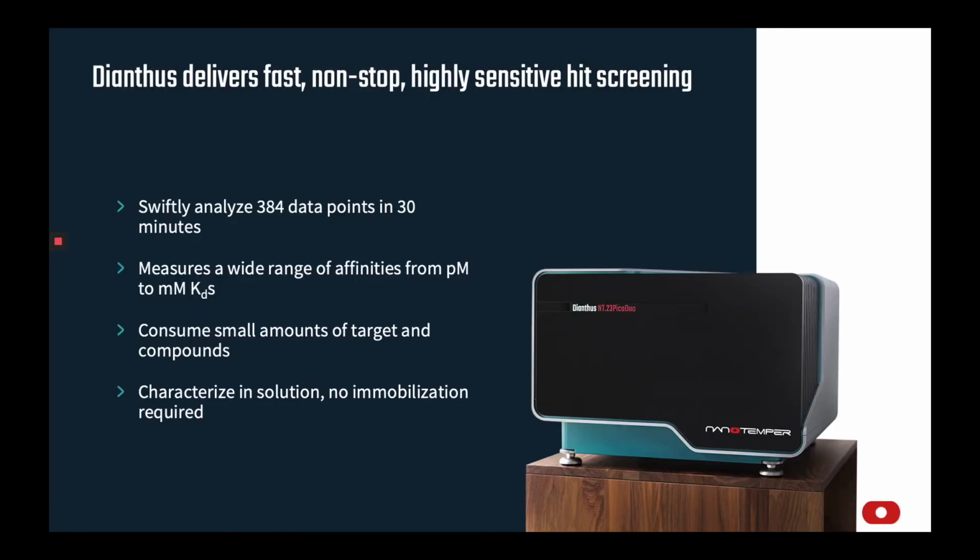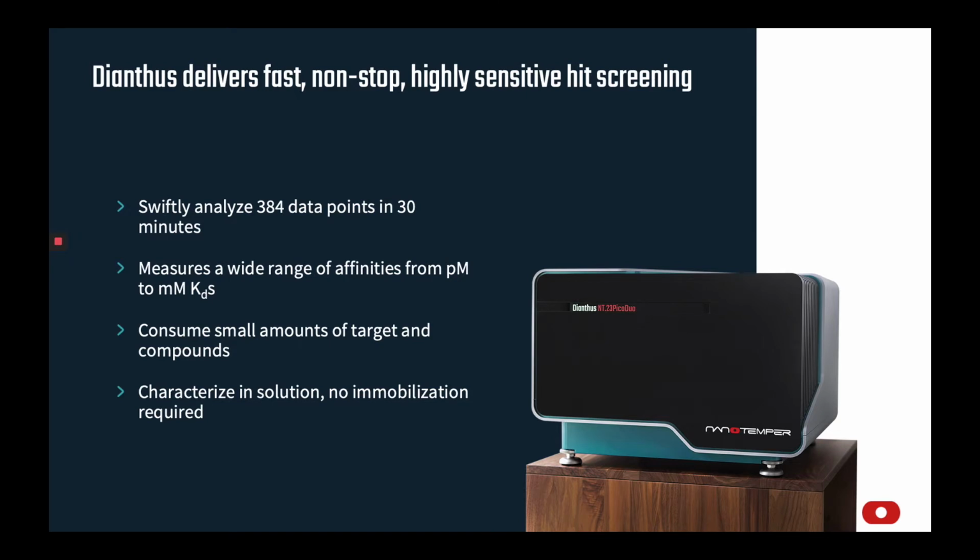So with that, I'd like to introduce you to Dianthus, which delivers fast, non-stop, and highly sensitive hit screening. With Dianthus, you can swiftly analyze 384 data points in just 30 minutes. You can measure a wide range of affinities from picomolar to millimolar KDs. It consumes a tiny amount of sample, both the target and the compounds that are being assayed. And all characterization is done in solution, so there's no immobilization required to obtain your binding affinities, which is commonly required with some technologies that are available today.